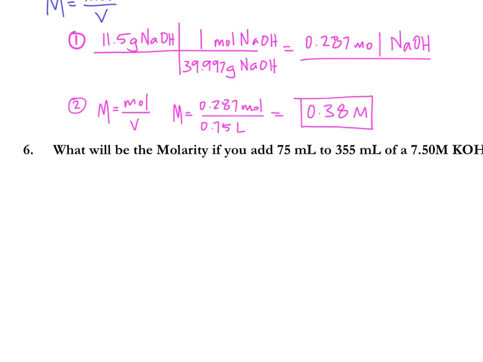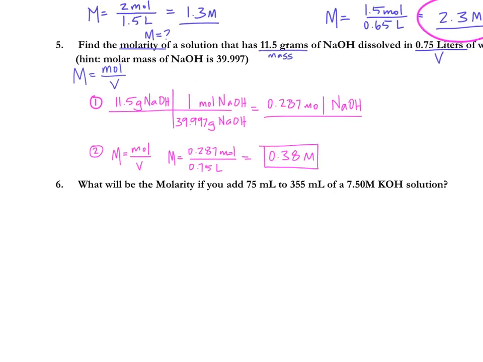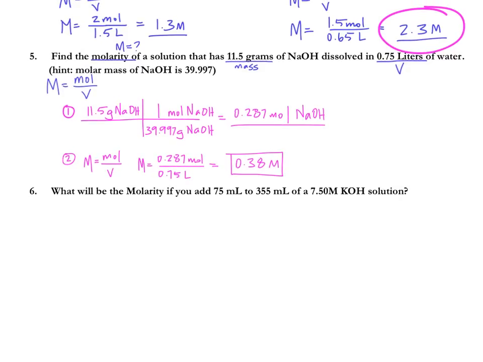All right, and moving on to the last one, number 6. Number 6 says, what will be the molarity if you add 75 milliliters to 355 milliliters of a 7.50 molar potassium hydroxide solution? Okay, so let's identify the information that's given to us.